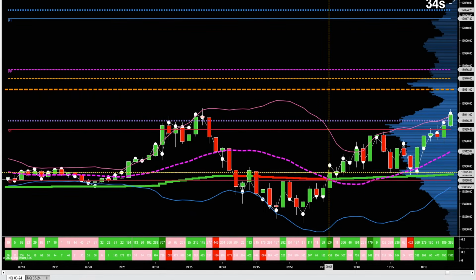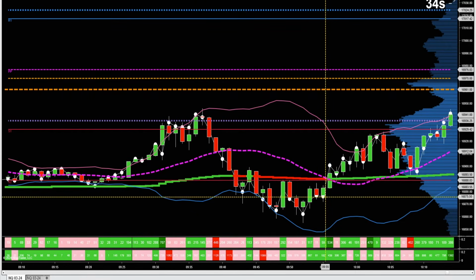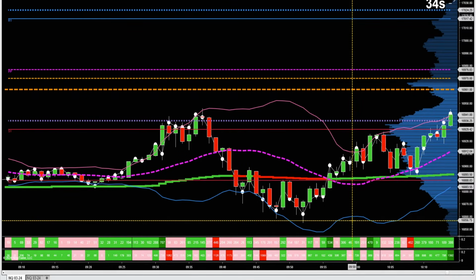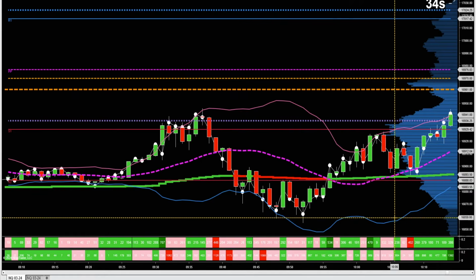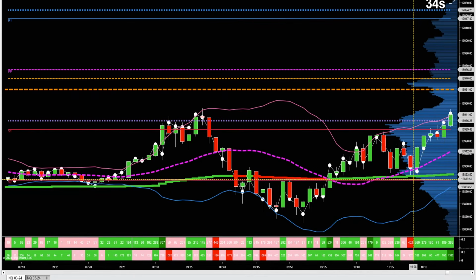I don't rely on just one of these indicators to tell me when I should buy or sell. I'm looking for a confluence between as many of these indicators as possible to give me a better chance of my trade being a success.